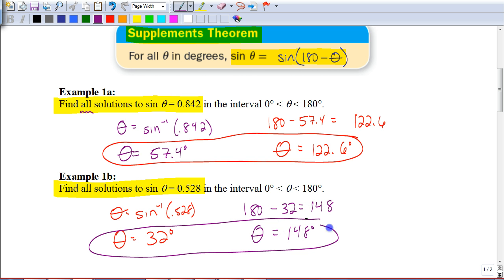You can check your answer because if you take the sine of 32, you should get 0.528, or about 0.53. Same thing if you take the sine of 148, you get the same answer. So that's how we use the supplements theorem.